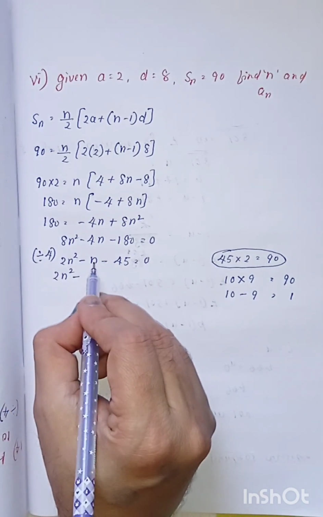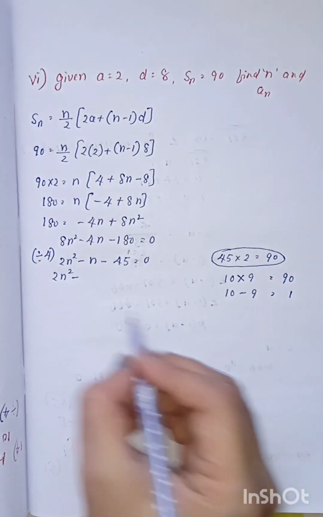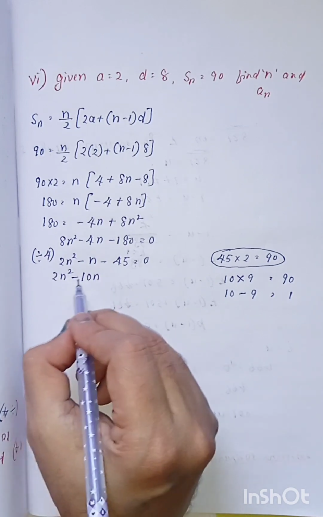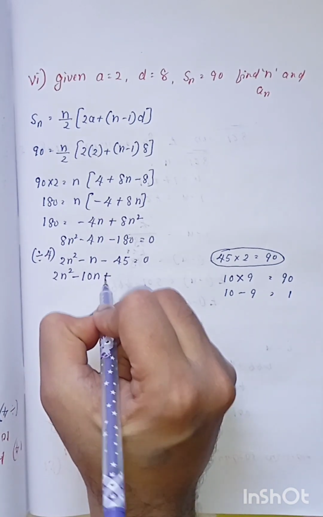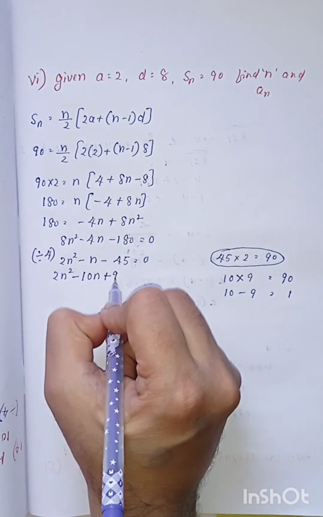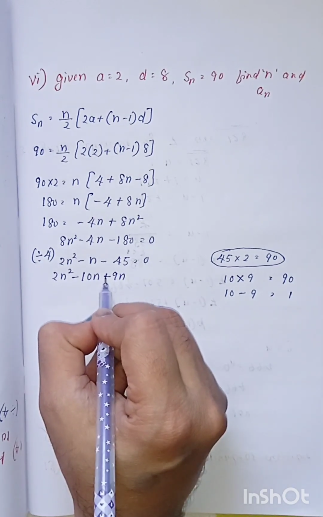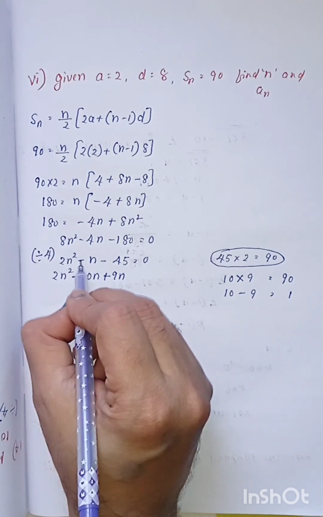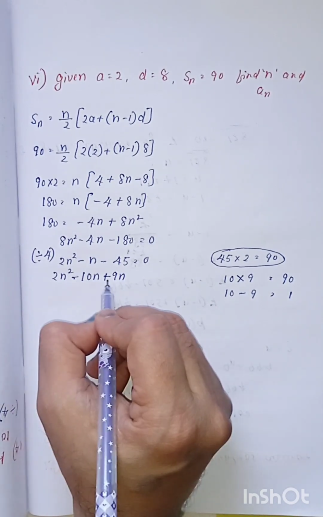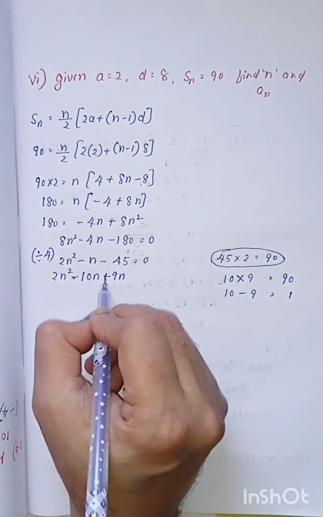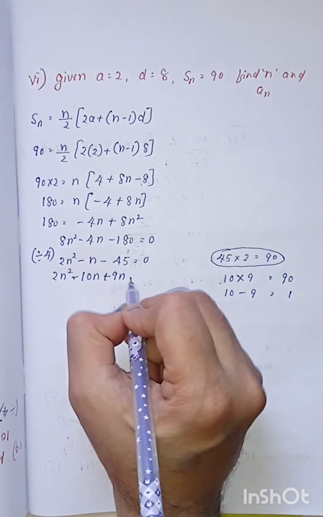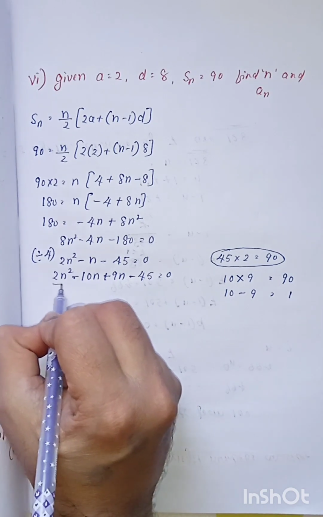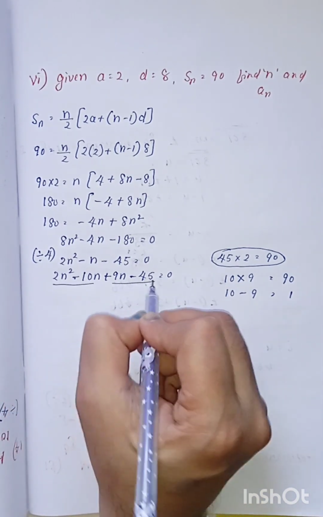So instead of n I am going to use 10n. Now we have to put plus, because plus 9n. I put minus because if we are going to subtract this, we should get this number. So I put minus as it is, and I will take the opposite sign to this to get the subtraction. Minus 45 equals 0. Now make the groups of two numbers.